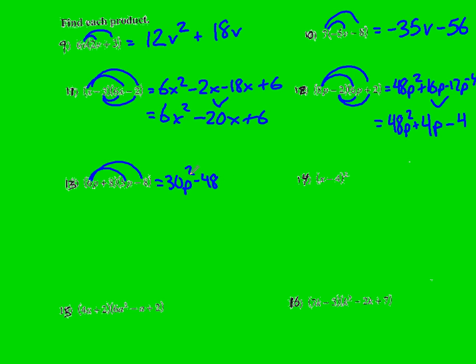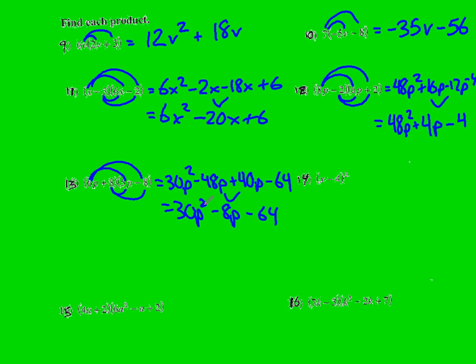Actually, it should have been 30p squared, my apologies. 48p. Inside should be 8 times 5, which is 40p. And then the last, 8 times negative 8 is negative 64. Combined like terms would be negative 8p in the middle. Everything else just comes down, no other like terms.